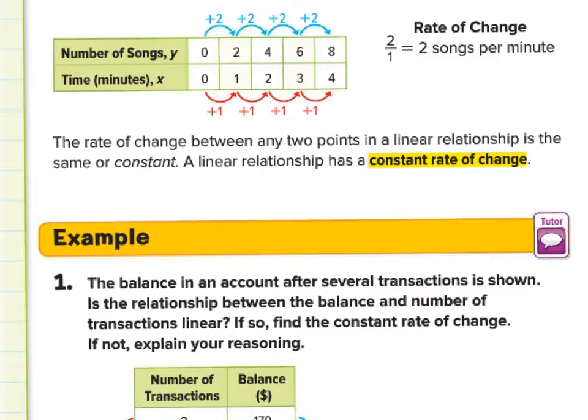And that's when we use the words constant rate of change. So the rate of change between any 2 points in a linear relationship is the same, or constant. A linear relationship has a constant rate of change.